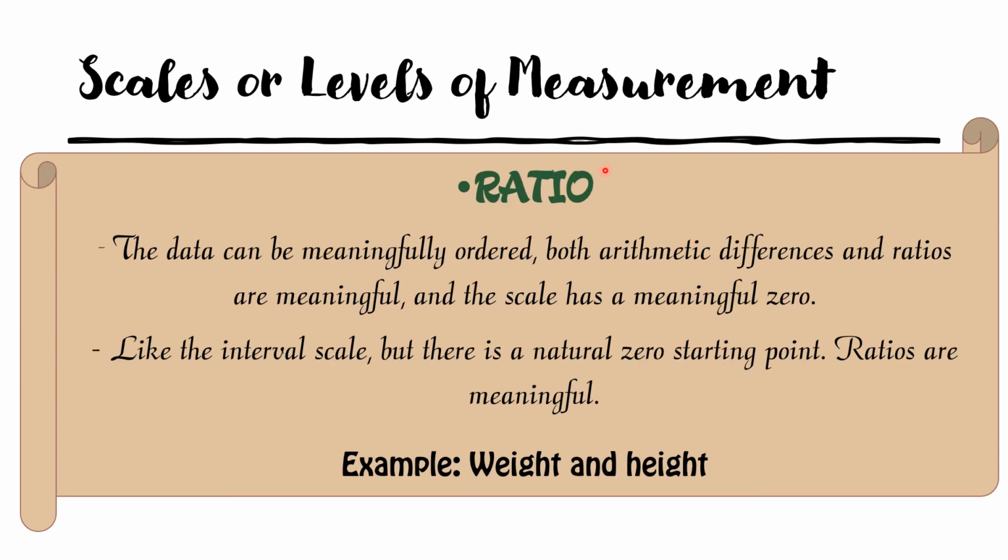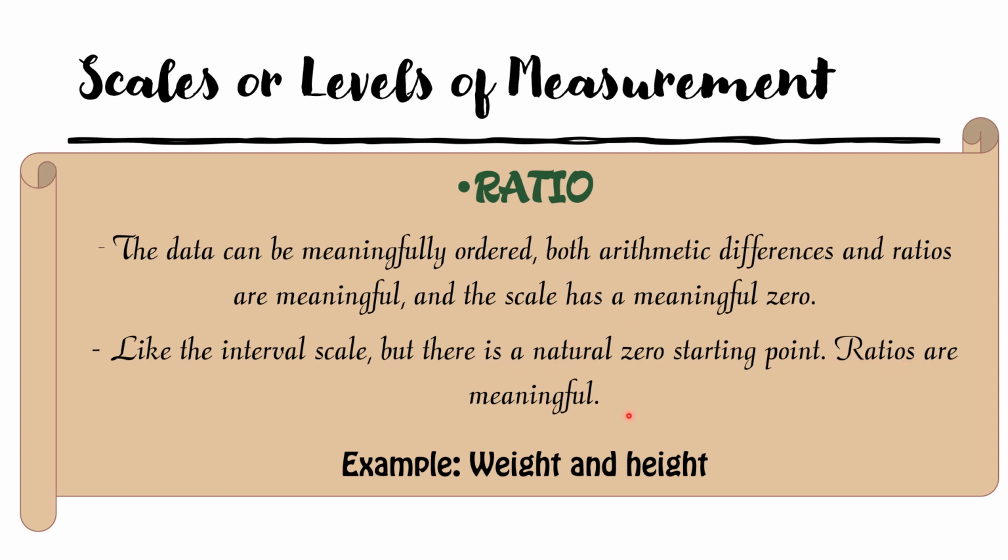Next, we have ratio scale or level. So we have your weight and height. The data can be meaningfully ordered. Yes, of course, we can order the weight and the height in ascending order, right? Both arithmetic differences and ratios are meaningful. So we can add the weight and the height, we can subtract, we can multiply, and even divide, right? Like the interval scale, but there is a natural 0 starting point. When the weight is 0, there's an absence of weight. If the height is equal to 0, there is no height anymore. There is an absence. So there is a natural 0 starting point.